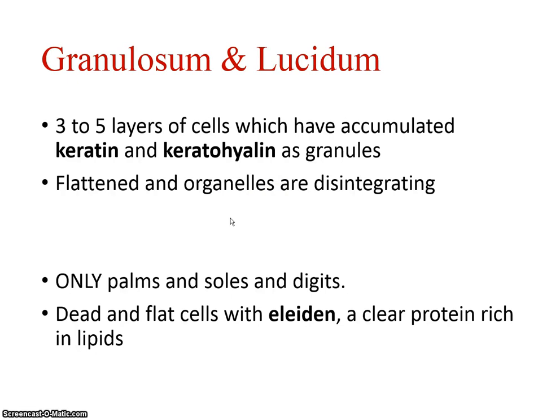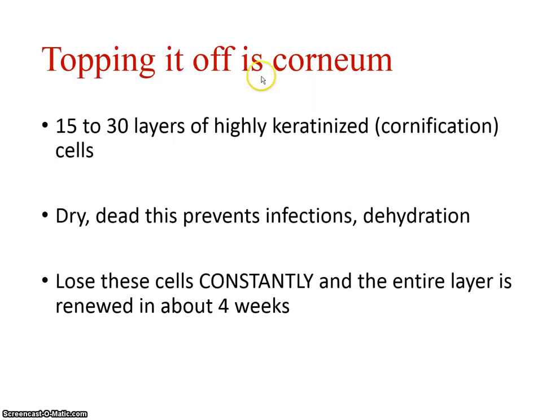We only find the lucidum on the palms, soles, and digits, right? So on the surface of the fingers. These are dead and flat cells with a very clear protein that's rich in lipids. So when you stain this, eleidin won't pick up. It looks very uniform and clear, and that's where we get the name lucidum, like lucid, right? Your clarity.